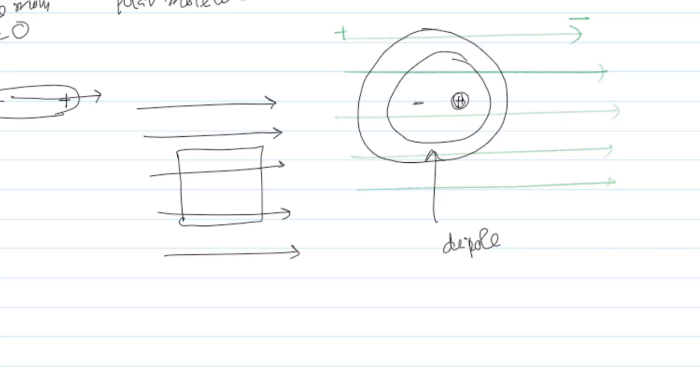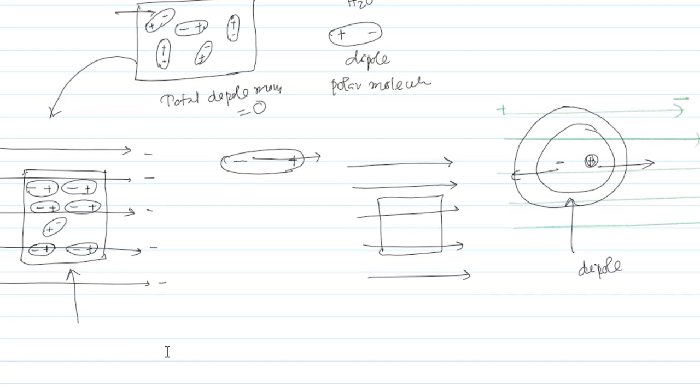Because of the electric field, the negative charge is going towards the positive, and the positive is going towards the negative, and they are experiencing force. That's why the center of the negative charge and the positive charge are separated by a small distance. So this will behave like a dipole. And the same thing will happen in the case of a non-polar molecule. Now, whatever you saw here, this process is known as polarization.